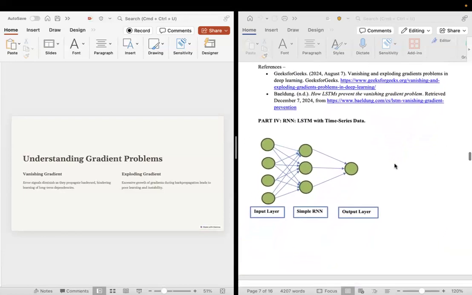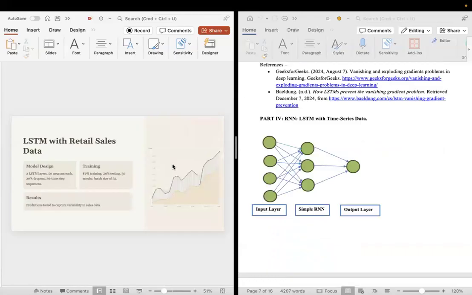Here are the references, and here is LSTM with retail sales data. One is model design, training and results. In model design, two LSTM layers, 50 neurons each, 20% dropout, 30 time step sequences. In training, 80% training, 20% testing, 50 epochs, batch size of 32. Coming to the results, the prediction failed to capture variabilities in the sales data.